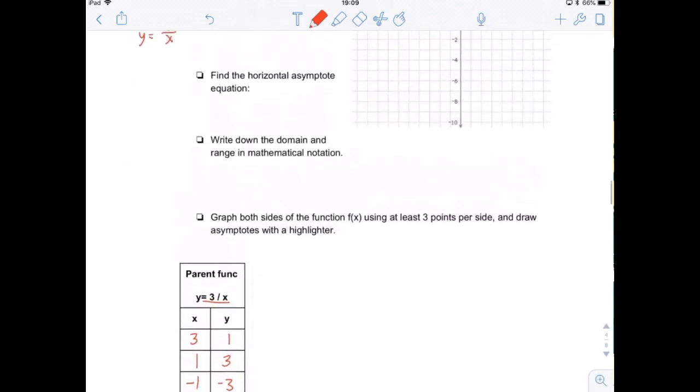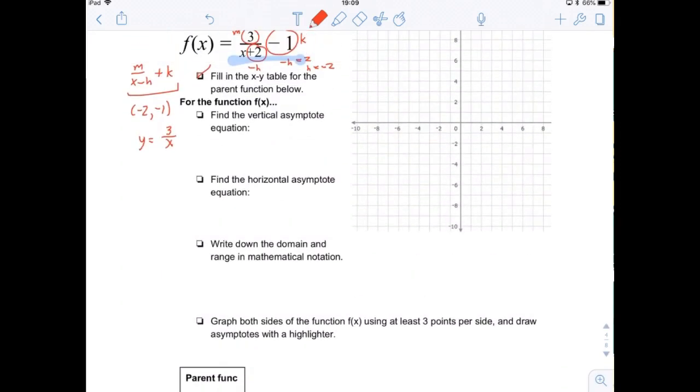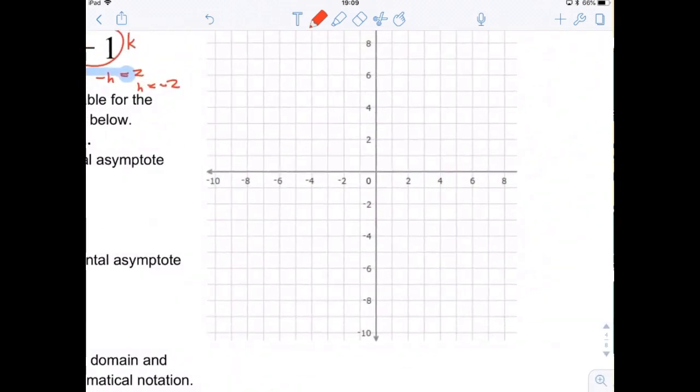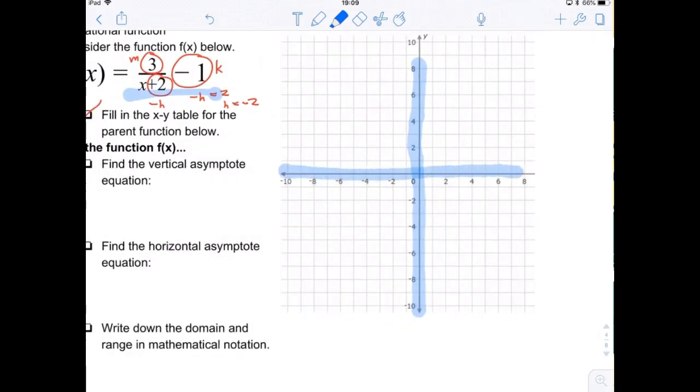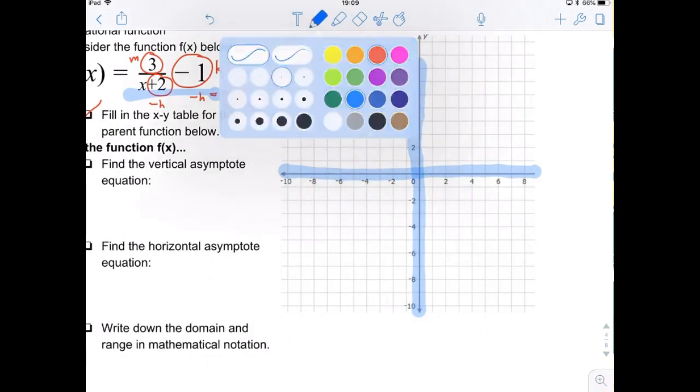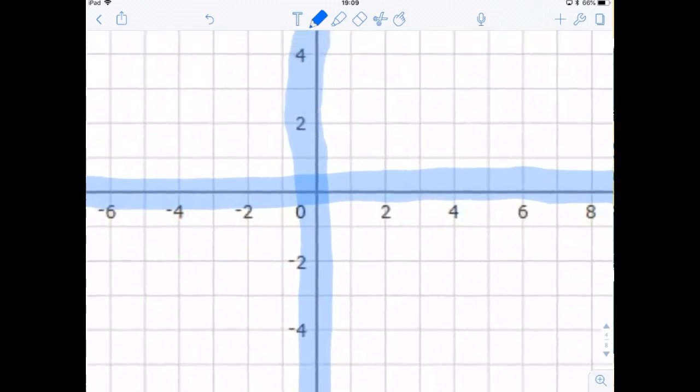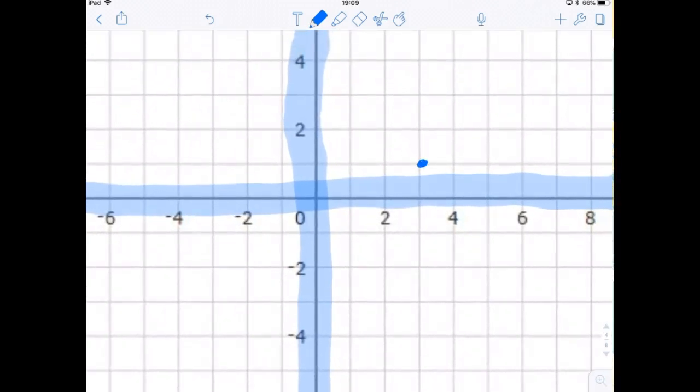Okay, so let's first graph the vertical asymptote, which we know is at x equals 0, for the parent function. And then we'll graph the horizontal asymptote for the parent function. We also know that that is y equals 0. And then let's do the points that we wrote down in the xy table: 3, 1; 1, 3; negative 1, negative 3; and negative 3, negative 1.